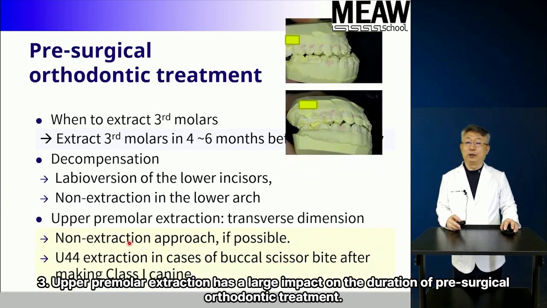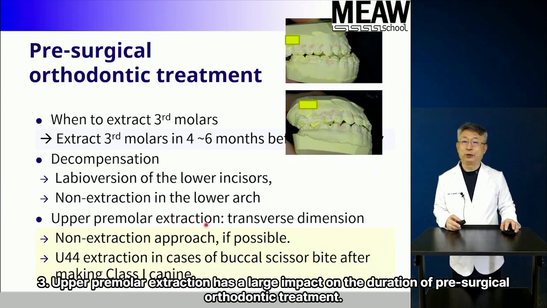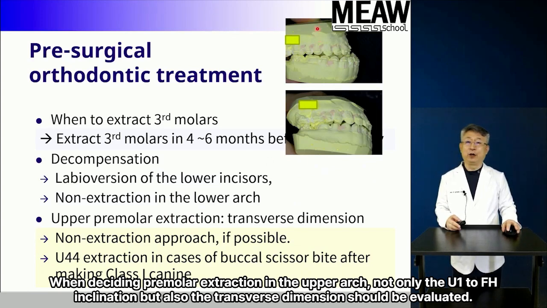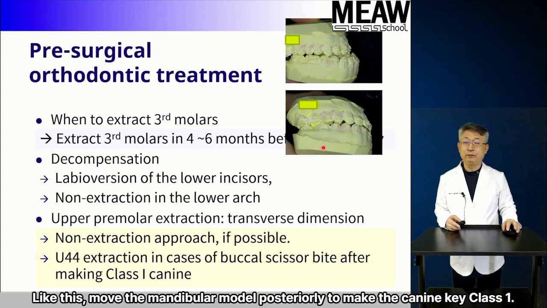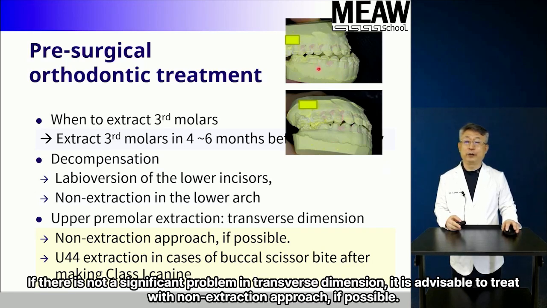3. Upper premolar extraction has a large impact on the duration of presurgical orthodontic treatment. When deciding premolar extraction in the upper arch, not only the U1 to FH inclination, but also the transverse dimension should be evaluated. Like this, move the mandibular model posteriorly to make the canine key class 1. If there is not a significant problem in transverse dimension, it is advisable to treat with a non-extraction approach if possible.